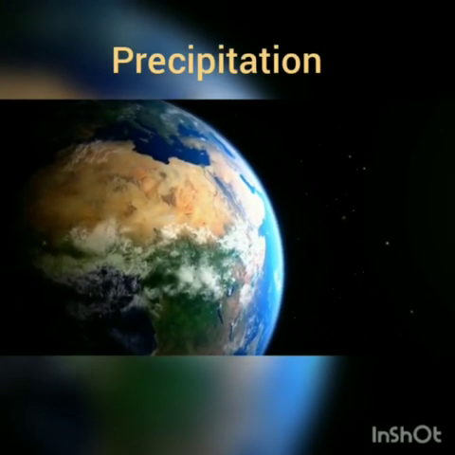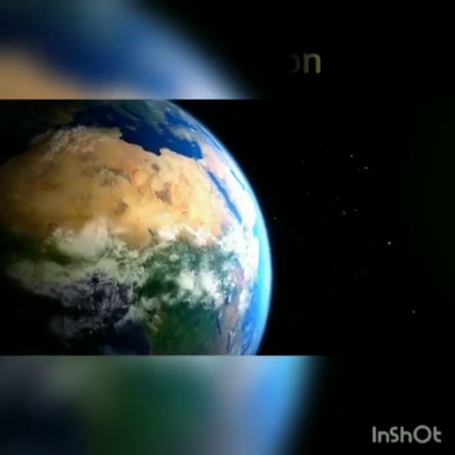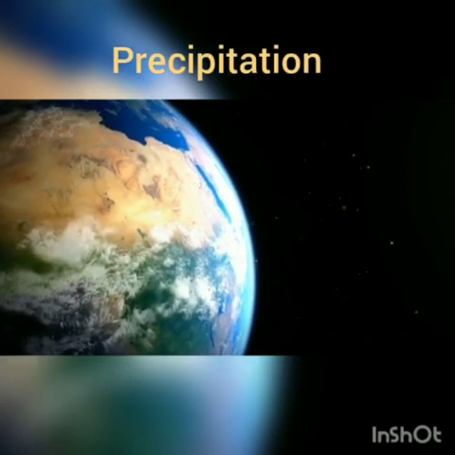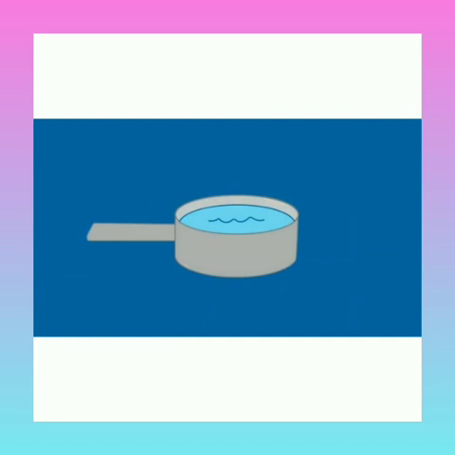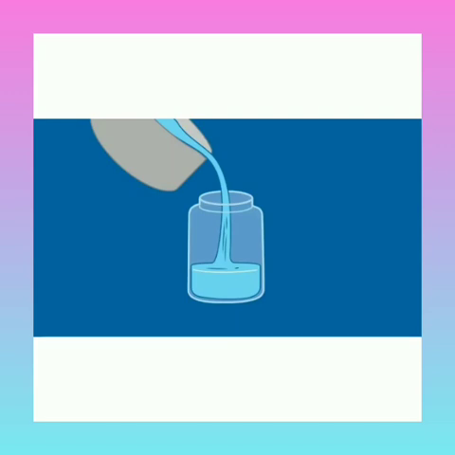Let's understand the term precipitation with this small experiment. For this experiment, you will need a glass jar, a plate, water and ice. Heat water until steaming. Pour it into the jar. Close it with a plate. Put ice cubes on the plate.